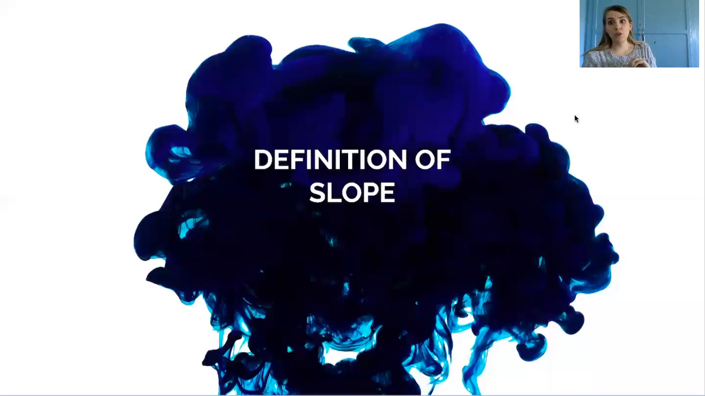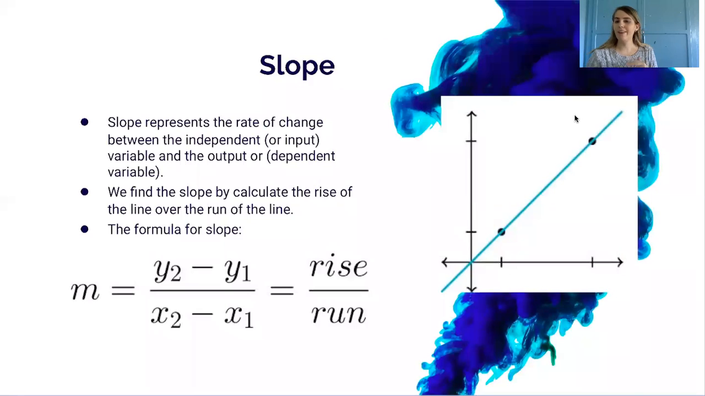The first thing we have to do though is define slope in a way that we're going to talk about it in Algebra 2. So if you had me for geometry, which is the majority of you, we talked a lot about slope and we used it in the context of shapes and triangles and proving that two shapes were similar or congruent or whatever. This time, when we talk about slope, we're talking about the rate of change between the input variable, or the independent variable, and the output or dependent variable. This is just a little different way of framing how we talk about slope.